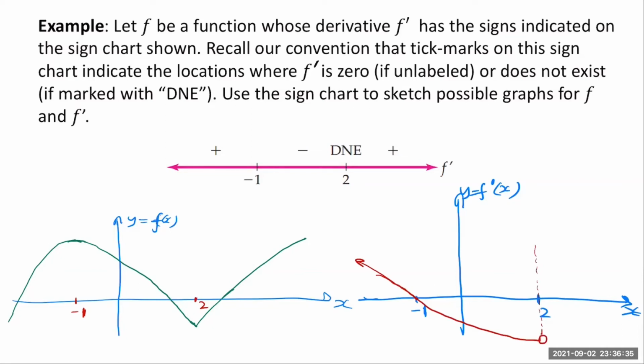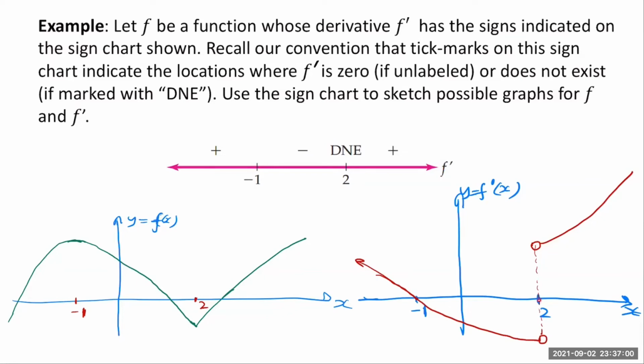And notice that in the interval 2, infinity, your f prime is positive. Positive means above the x-axis. So I will draw it like this. This is a possible graph. If you look at the book, it has drawn like this. Either way is fine, because there can be a lot of possible graphs for this case.